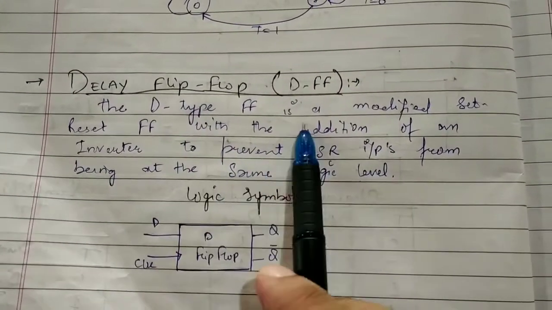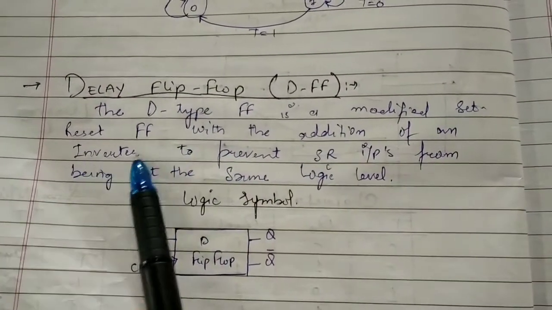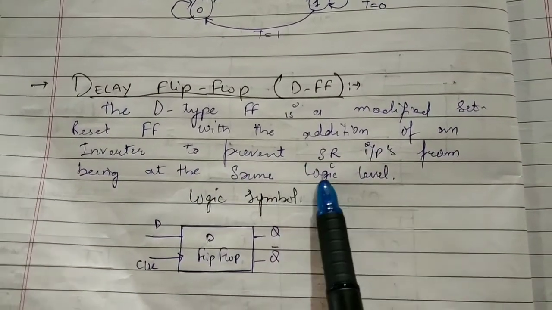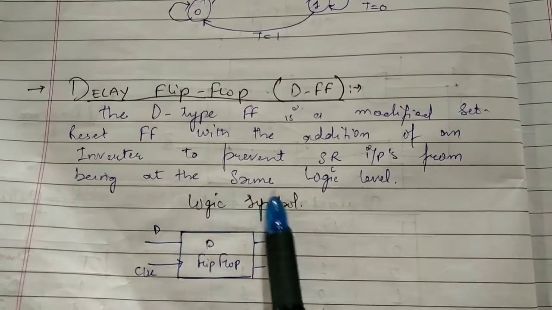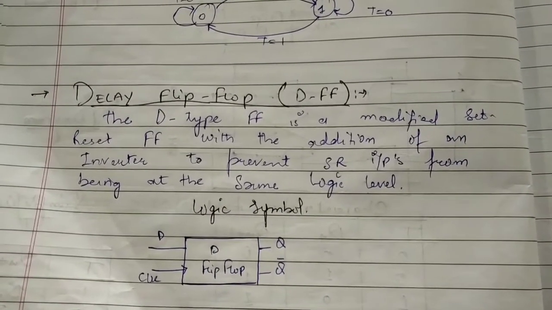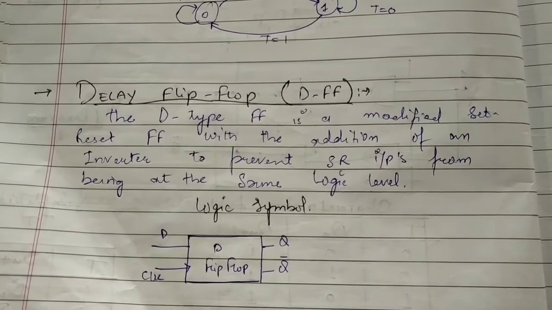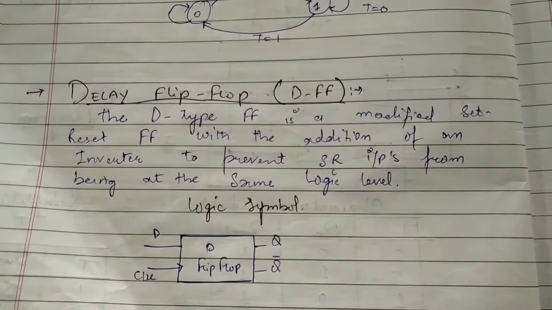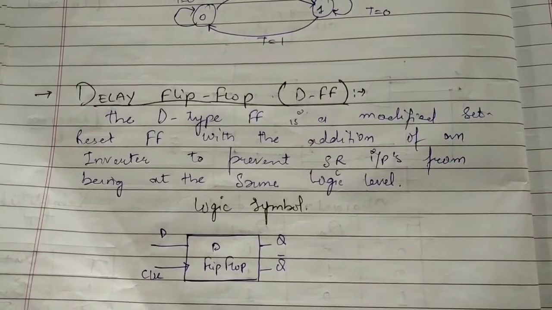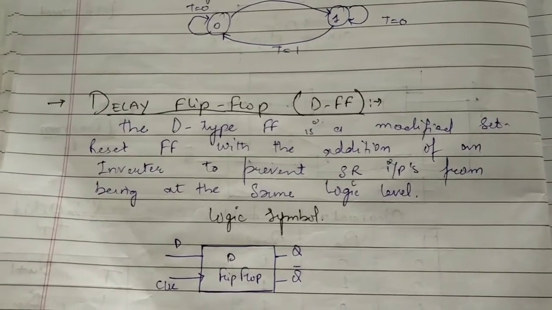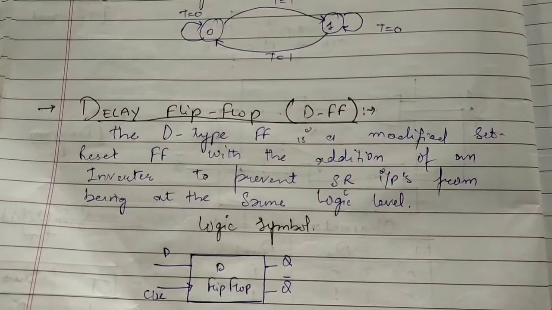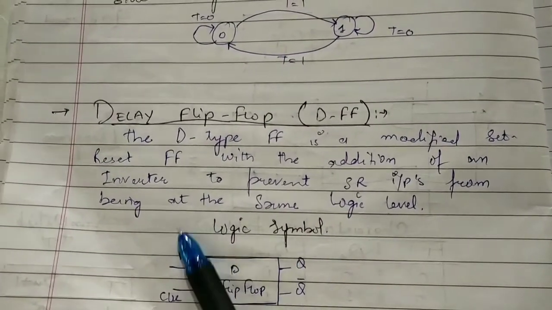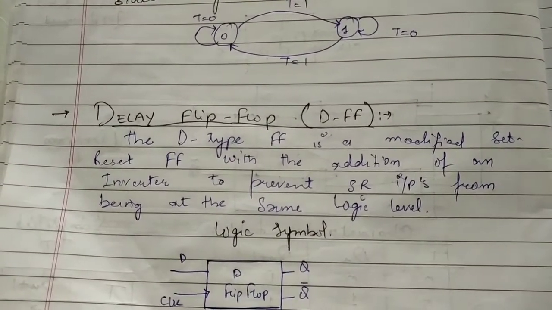The D flip-flop is a modified set-reset flip-flop with the addition of an inverter to prevent the SR inputs from being at the same logic level. We usually connect an inverter between the set and reset inputs of the SR flip-flop to give only one input, which is called the delay input or D input. This prevents the inputs from being at the same logic level.